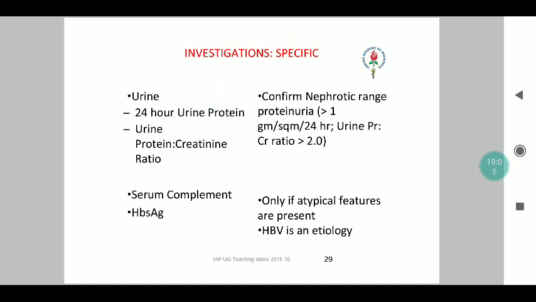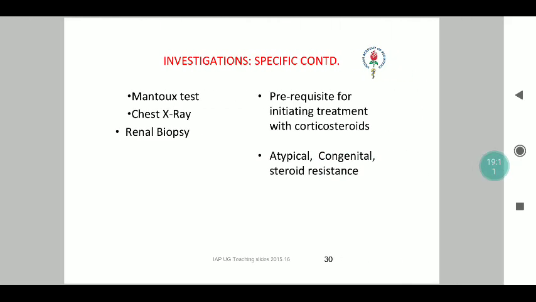Apart from that, you should also check serum complement levels if atypical features are present only, otherwise not required. Always important to consider doing a Mantoux test and chest X-ray because it is a prerequisite for initiating treatment of nephrotic syndrome with corticosteroids. And consider doing a renal biopsy only if it is a congenital nephrotic syndrome, there is steroid resistance, or there is any presence of atypical feature.